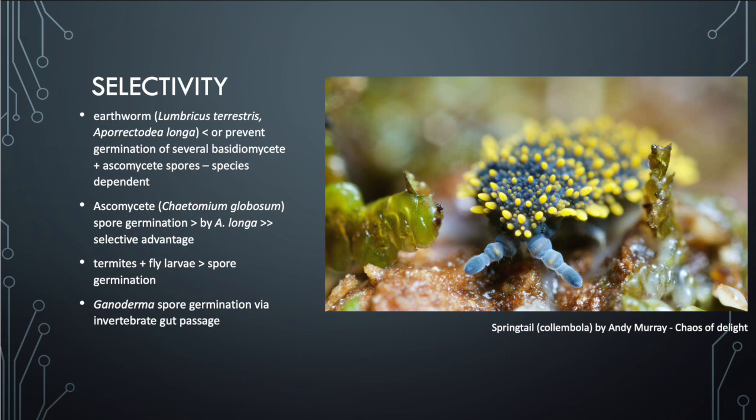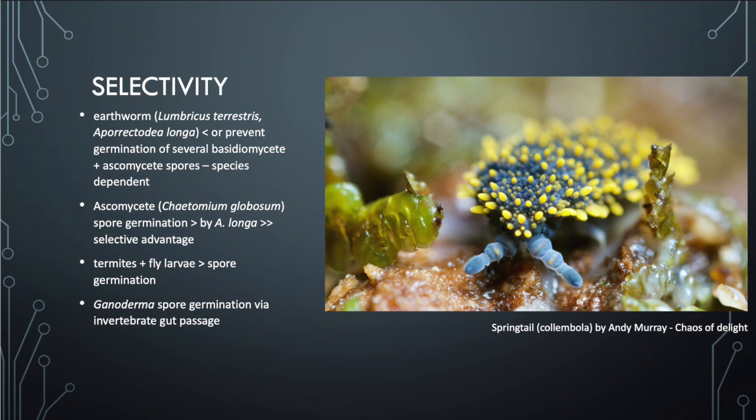Whereas for some fungi of certain ascomycetes, their spore germination relies on or is increased by certain worm species, and this gives them a selective advantage, because as the fungal spores move through the worm's gut, they actually get stimulated into germination, and then when they are deposited via the feces of the worm, they are able to grow as a result of being consumed in the first place.